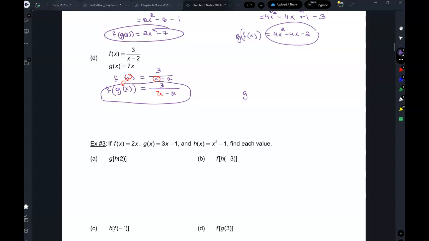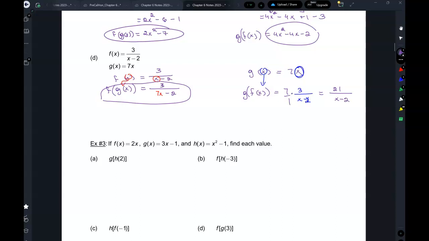Okay, g of f of x, right? So g of x is out here, 7x. X becomes f of x. So here's my x. So this is 7 times what's x? What happens here? I have something times something else. This is 7 over 1, yes. So it becomes 21 over x minus 2. Multiply the tops, multiply the bottoms.